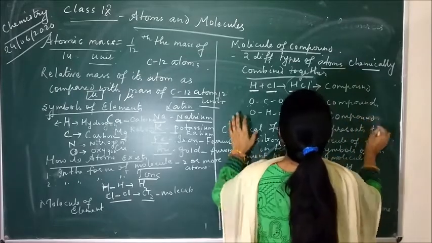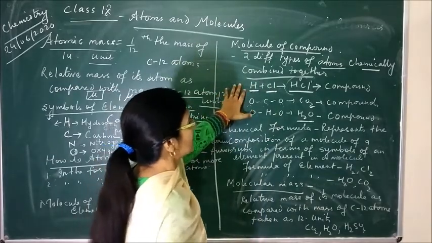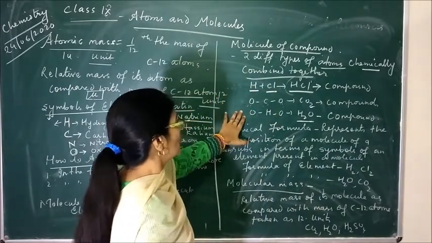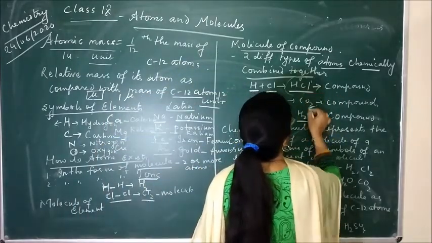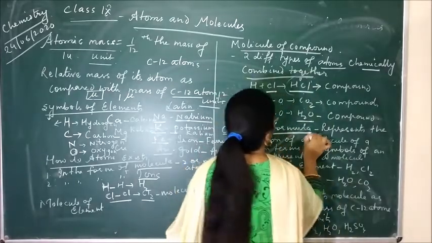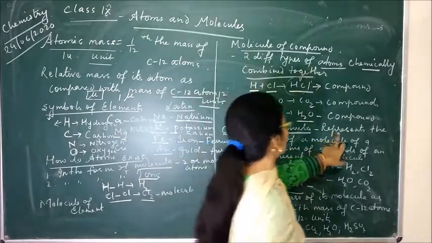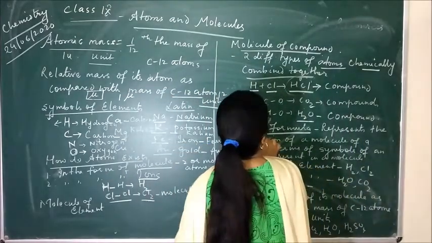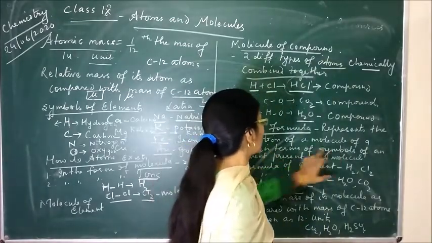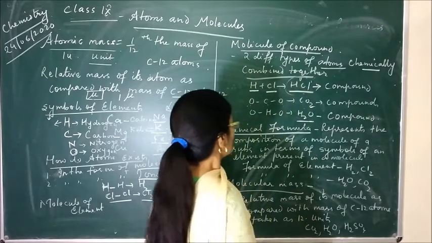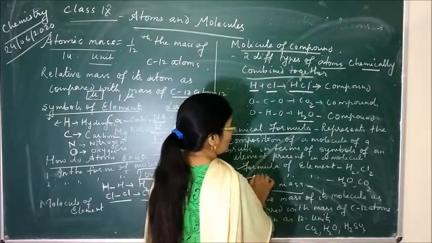Molecule of a compound means when two different types of atoms chemically combine together, they form the molecule of a compound. So here, as I have written HCl, CO2, H2O, what is this? These are the chemical formulas of the compounds. So what is a chemical formula? A chemical formula represents the composition of a molecule of a substance in terms of the symbols of the elements present in a molecule. So it also means the formula of an element is different and the formula of a compound is different.